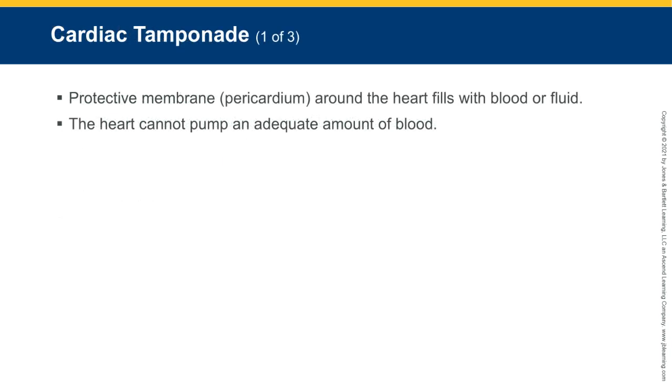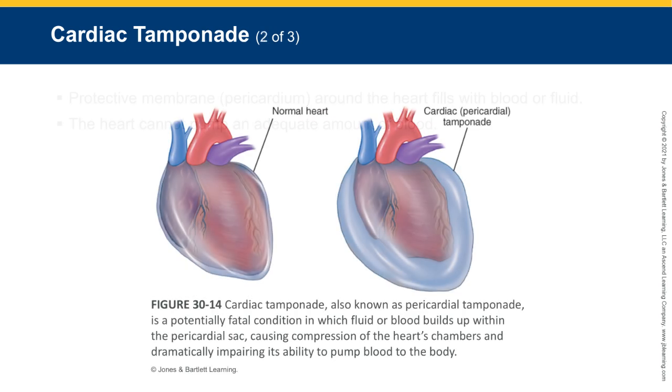Cardiac tamponade occurs when blood or fluid accumulates in the pericardial sac, restricting the heart's ability to pump effectively. This is a life-threatening condition requiring immediate intervention. This diagram demonstrates how fluid accumulation in the pericardial sac compresses the heart, impairing circulation and leading to shock.